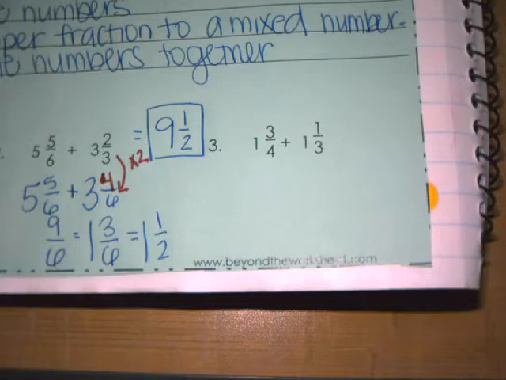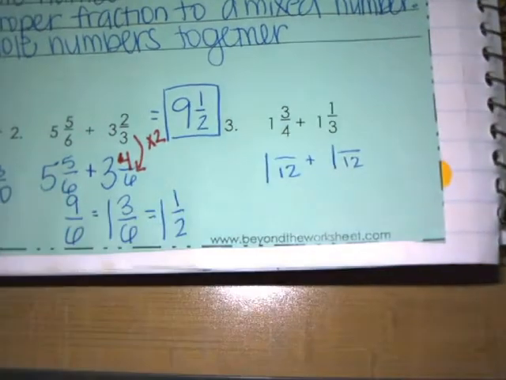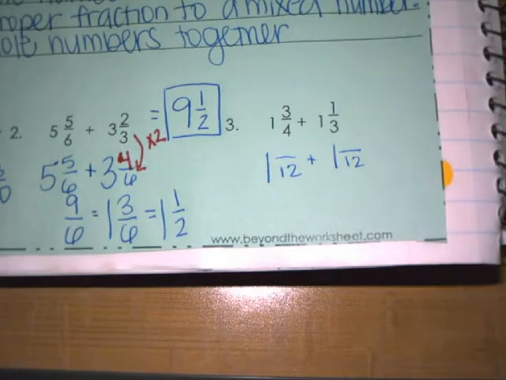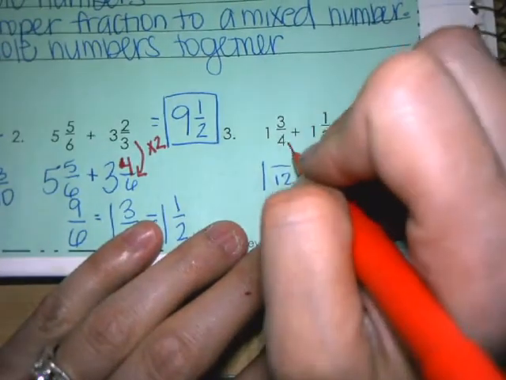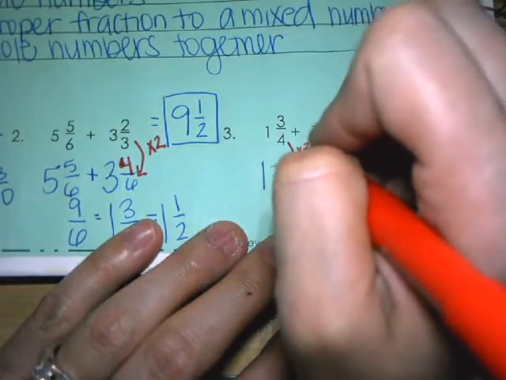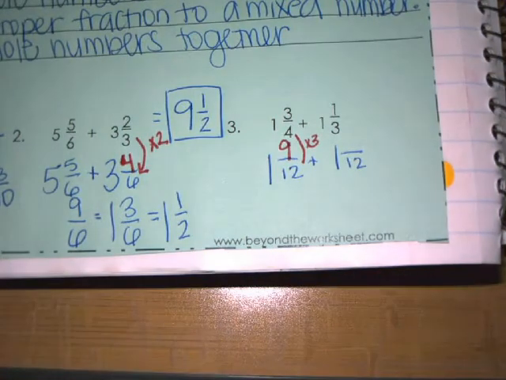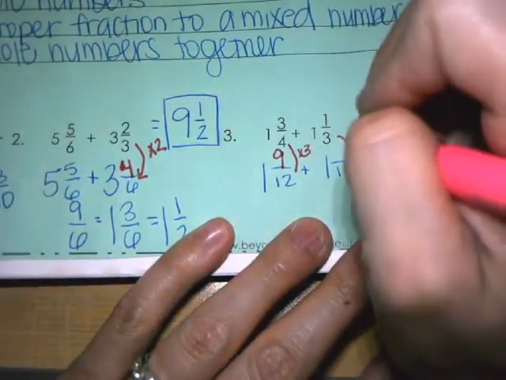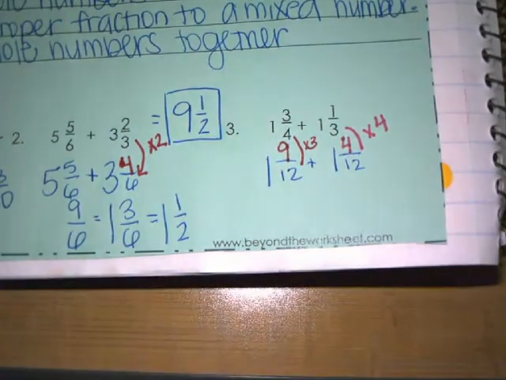First step, which is excellent. So I need to change my fractions so they have a common denominator of 12. How do I get from 4 to 12? You times it by 3. Which my numerator is then? Excellent. How do I get from 3 to 12? So my numerator is? Perfect. How are we doing so far, guys?